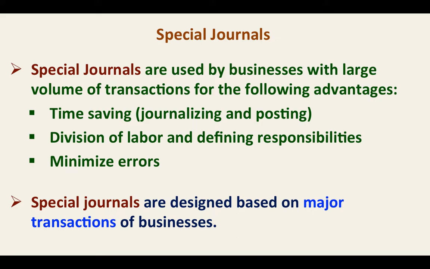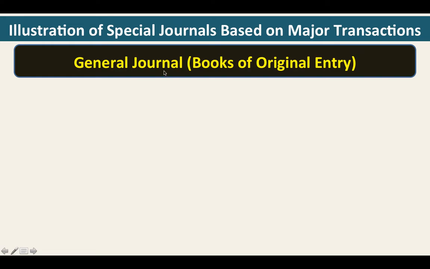Special journals, okay, are normally designed based on major transactions of businesses. And we will discuss the most common segregation of special journals based on major transactions. And we will illustrate that, okay? So this is our general journal. We have learned how to do the journal entries using the general journal. Now we are going to segregate this general journal into several journals, and we will call that special journals, and the segregation will be based on major transactions.